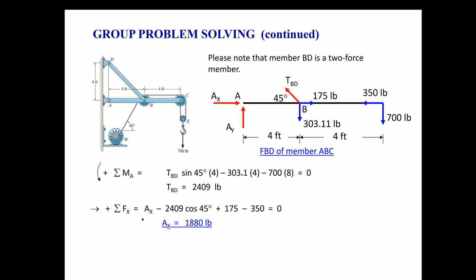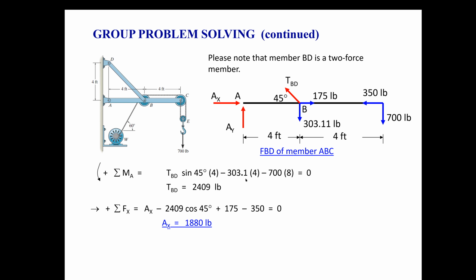Okay. Then what you can do is do the summation of the forces in the x direction. And when you do that, it's the same thing. The only thing that's unknown is going to be AX, right? Because now you know what TBD is. So you can find the x component of TBD. All right, and that's all this is.